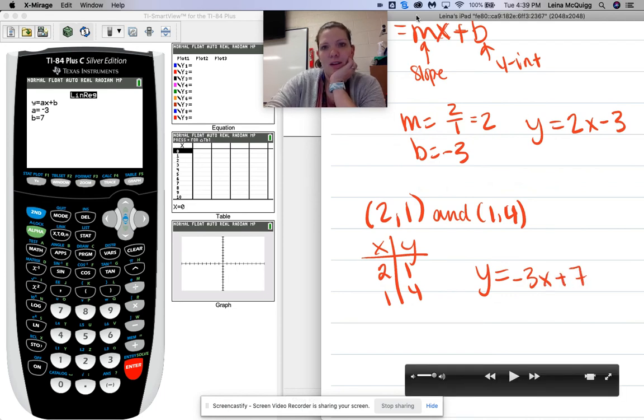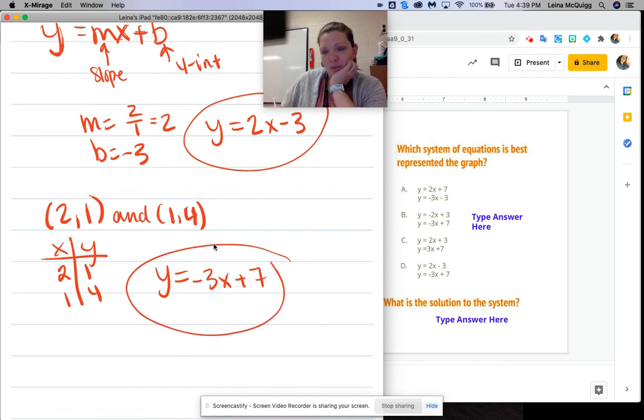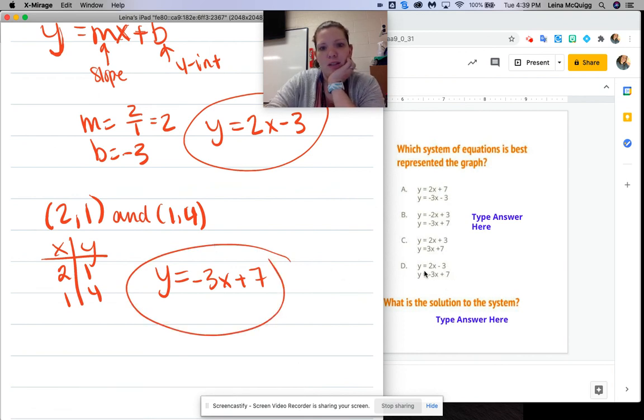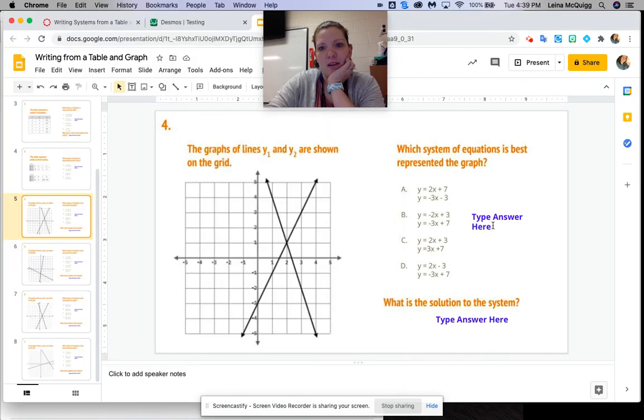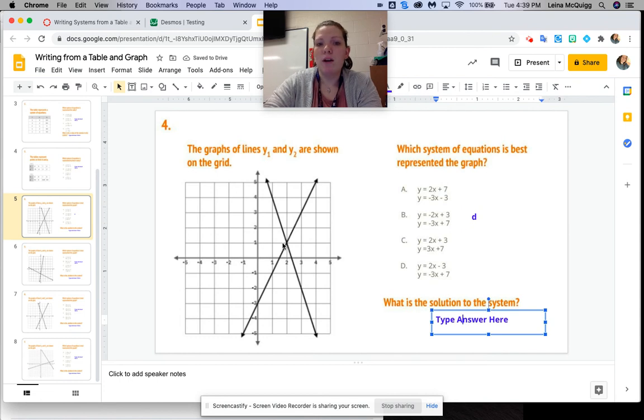Okay? So my two equations are y equals 2x minus 3 and y equals negative 3x plus 7. So my answer is D. Okay, my answer is D. And then what is the solution to the system? Well, where do they cross? Right here at 2, 1. So my solution is 2, 1. Okay.